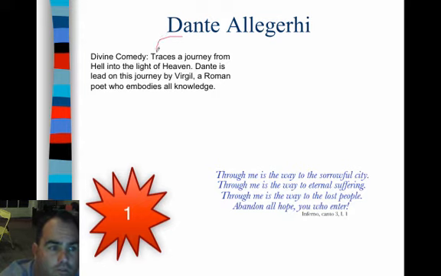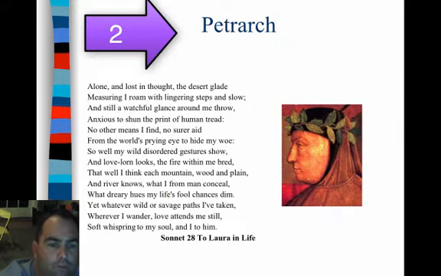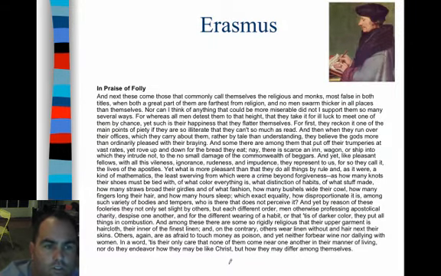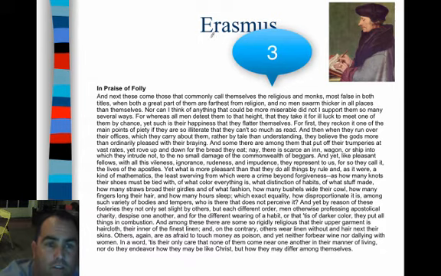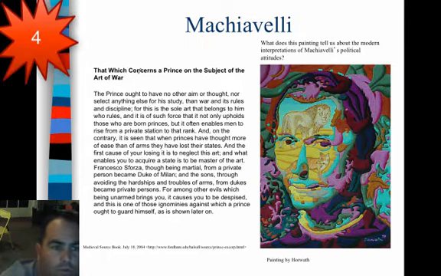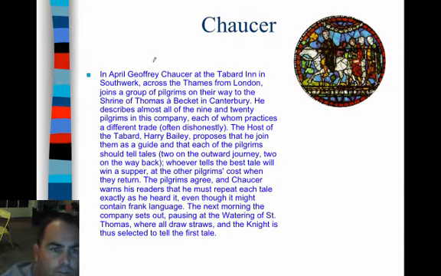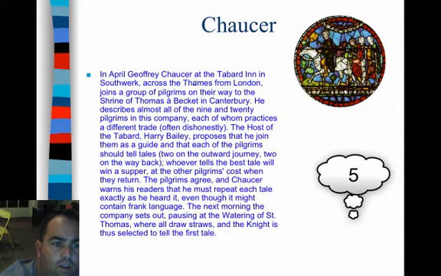Dante wrote the Divine Comedy. We already talked about Petrarch. Notice this is Sonnet 28 to Laura. Erasmus, we're going to talk about later on. His famous writing is In Praise of Folly. You've got Machiavelli, who wrote The Prince, and really his idea was, is it better to be loved or feared? And that's something we'll talk about a little bit in class. Chaucer, again, an English writer.